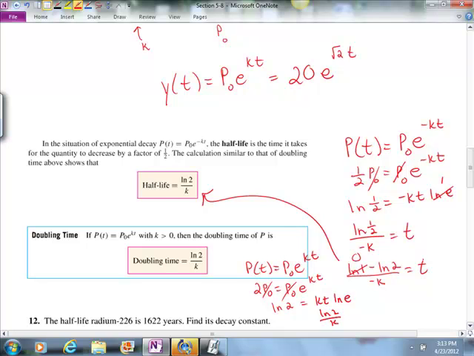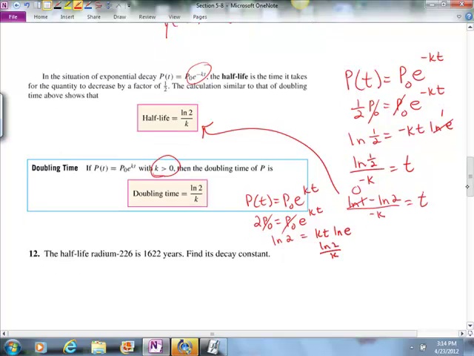So when you have exponential growth, meaning your k is greater than 0, the doubling time is ln 2 divided by k. When you have exponential decay, so you have a negative rate of growth, then your half-life is ln 2 divided by k. So these are just two formulas which you can memorize, or you can just derive them each time if you want.